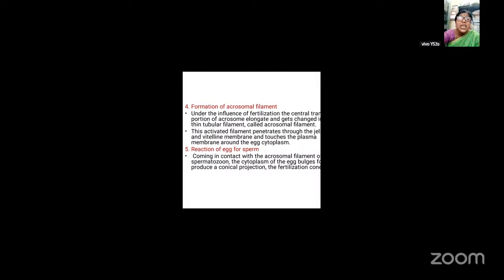The next is what? Formation of the acrosomal filament. Now, under the influence of this fertilization, the central transparent portion of the acrosome will elongate and it will get changed into a thin tubular filament called the acrosomal filament. Now, this filament penetrates through the jelly coat and vitelline membrane and touches the plasma membrane, which is present around the egg cytoplasm. Okay? So the next stage is what? Formation of acrosomal filament.